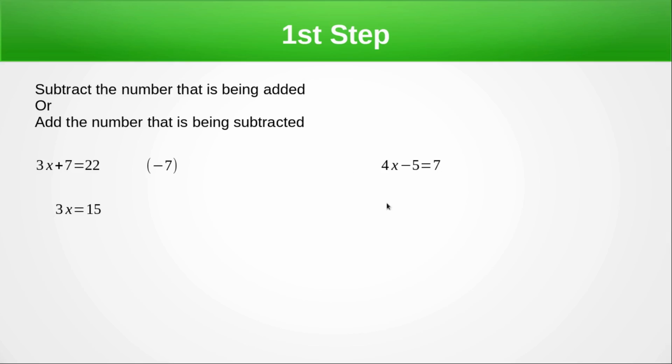So let's look at this one here. We've got 4x minus 5 equals 7. The basic form is just the 4x. So we need to get rid of the subtracting 5 by adding 5. And that's going to get rid of this, and it's going to change the 7 into 12. So we end up with 4x equals 12.